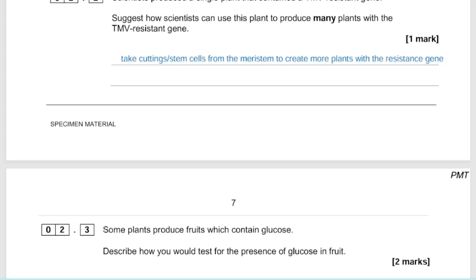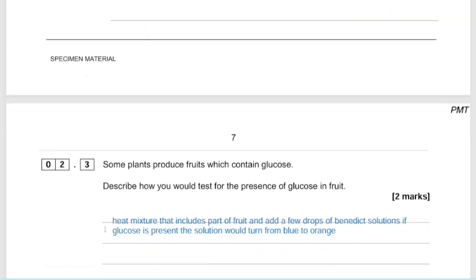2.3. Some plants produce fruit which contain glucose. Describe how you would test for the presence of glucose in fruit. Now, this is always a big topic, food tests in biology. Usually it's either a 6 marker, which appears quite common, and for this particular paper, there's a 2 marker here, and then there's another 2 marker later on. Now, you just need to remember what it is, and for glucose, you need to heat a mixture that includes part of the fruit and add a few drops of Benedict's solution, and if glucose is present, the Benedict's solution would turn from blue to orange.